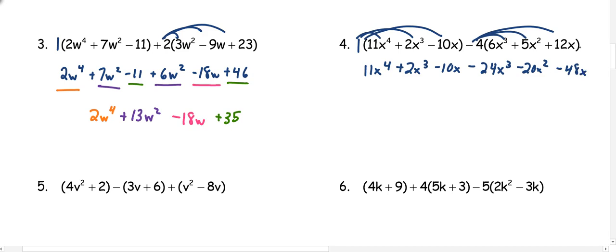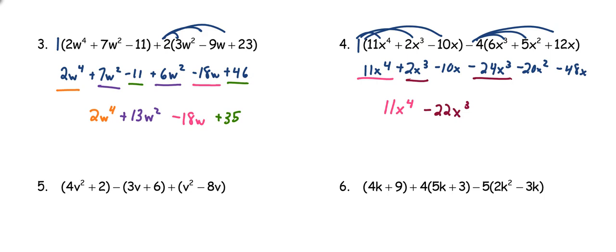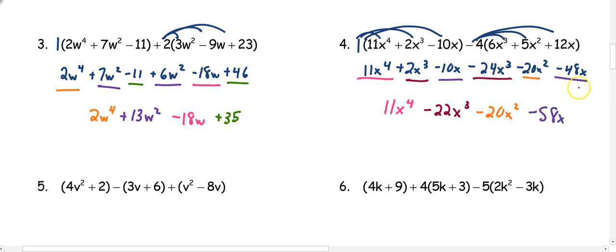So when I start to combine like terms, the highest exponent is 11x to the fourth, and there's nothing else that goes with it, so we're just going to write 11x to the fourth. The next highest exponent is cubed, so I have 2x cubed minus 24x cubed, which gives me negative 22x cubed. Then I have an x squared term, the negative 20x squared, so I'm going to bring that down. And then I also have a negative 10x and a negative 48x that can be combined together to become negative 58x.